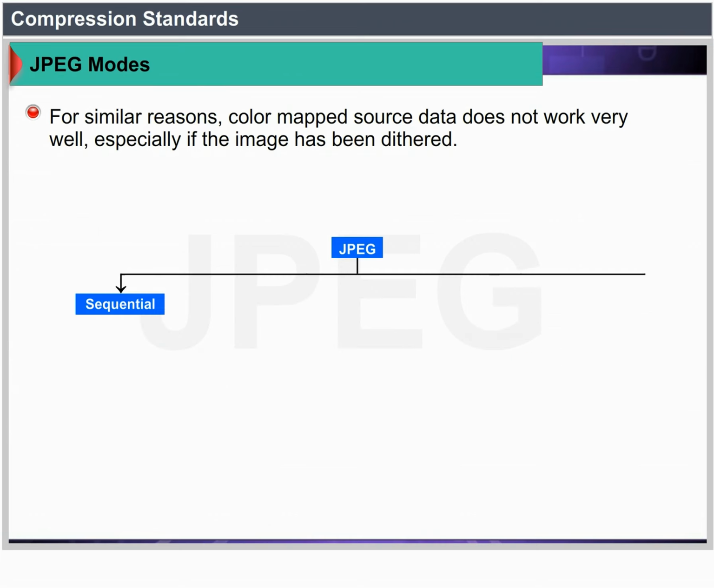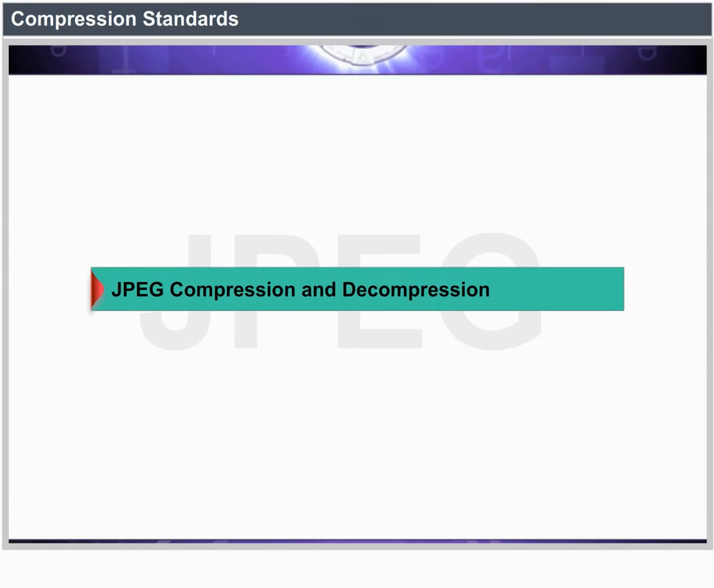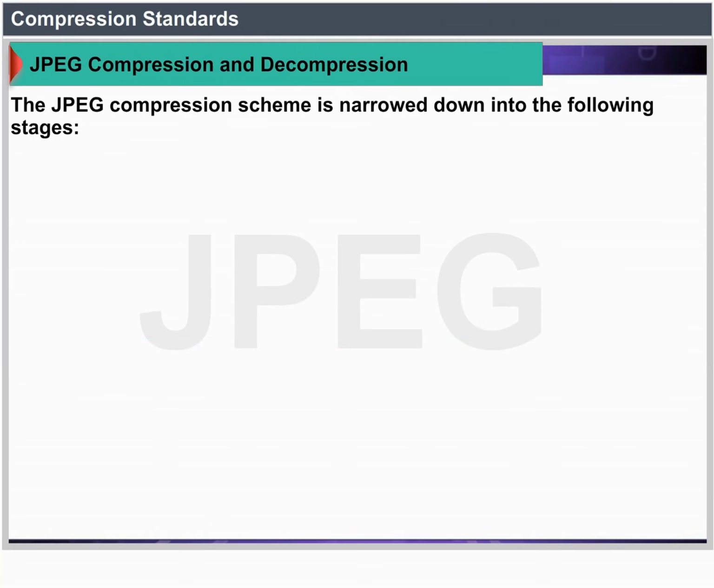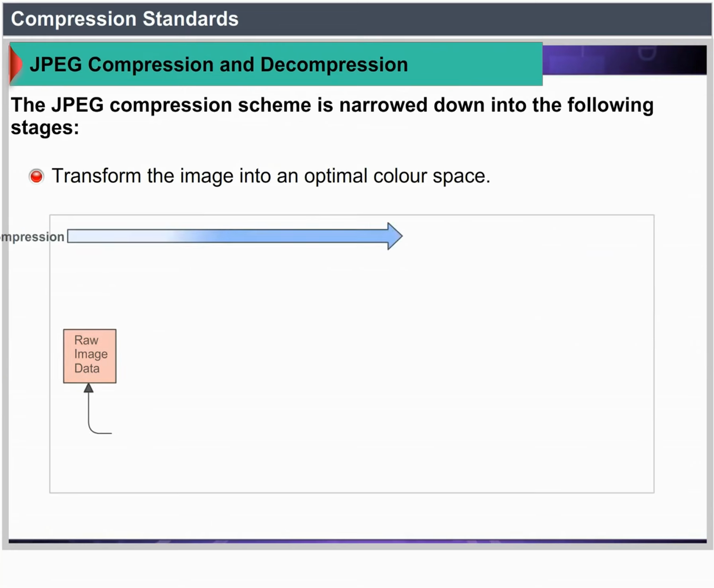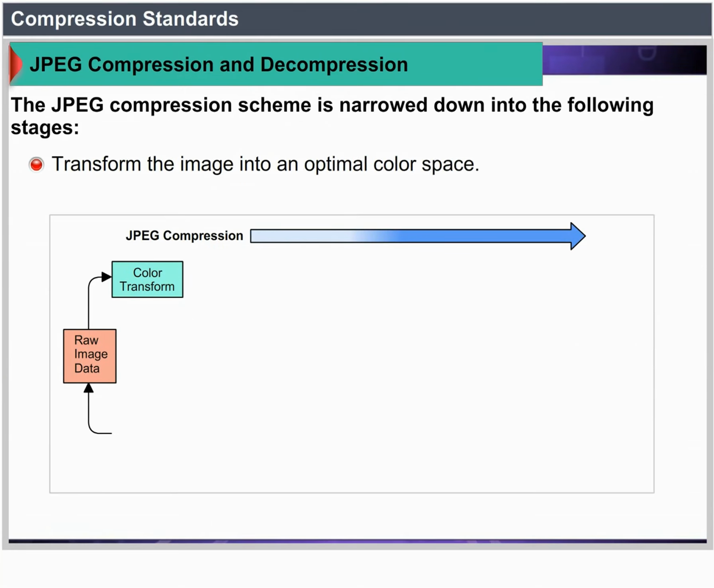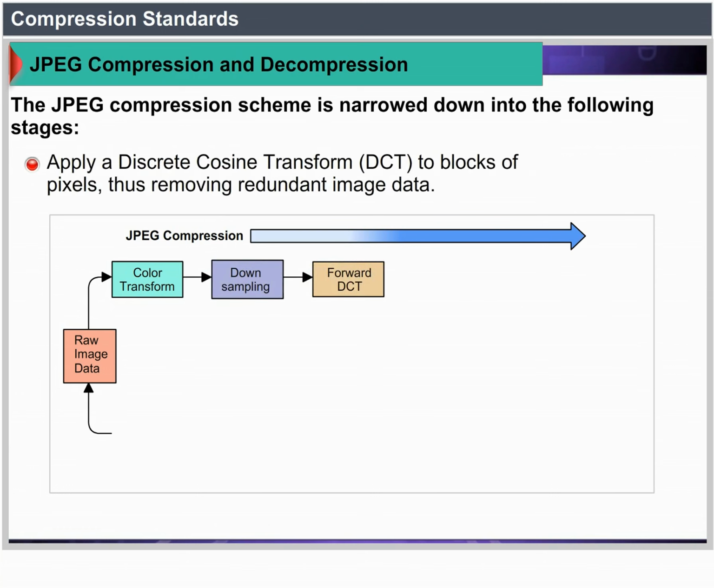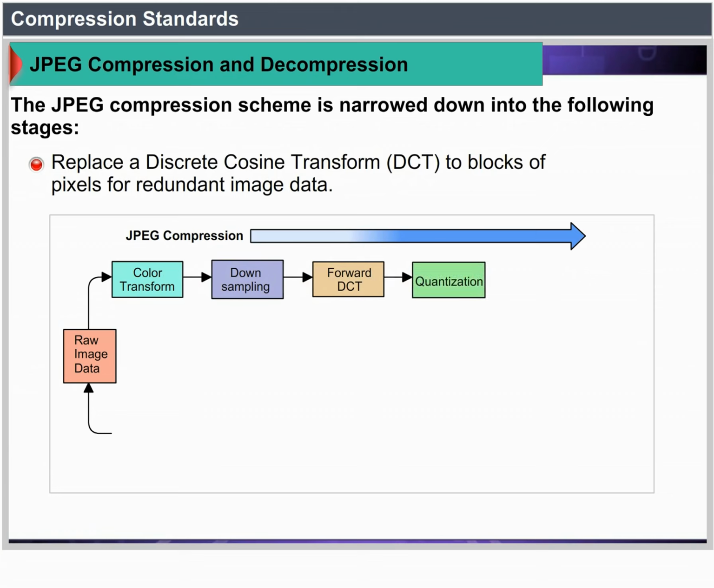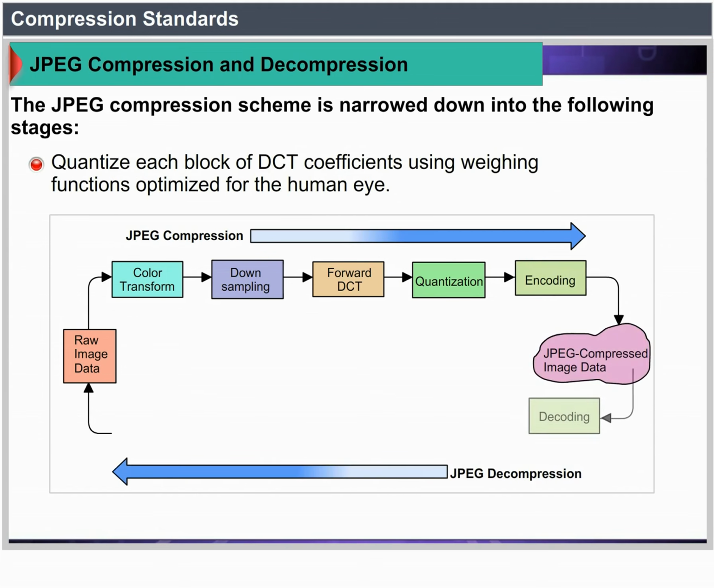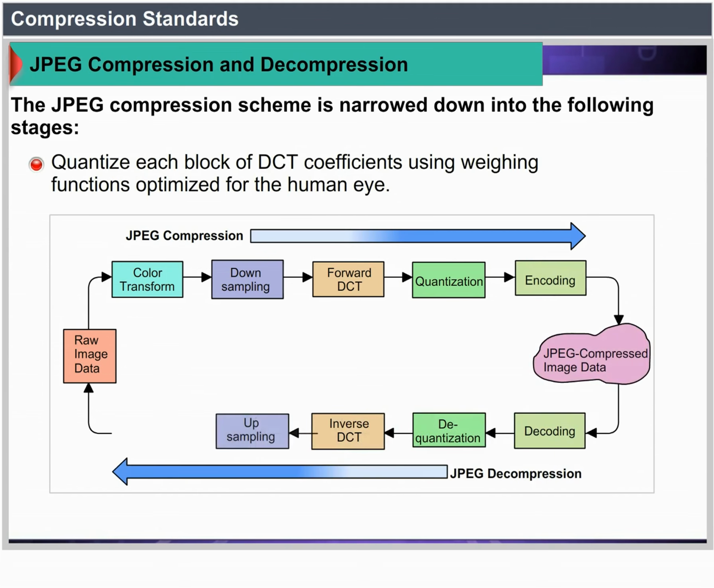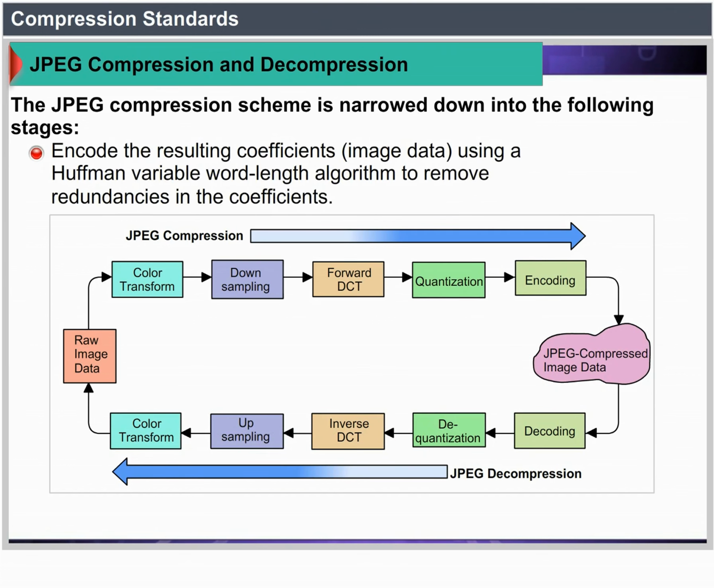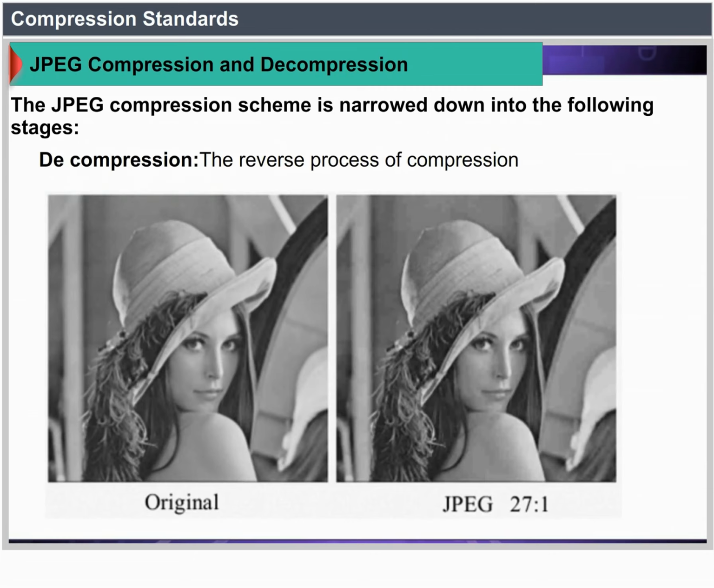JPEG compression and decompression. The JPEG compression scheme is divided into the following stages. Transform the image into an optimal color space. Downsample chrominance components by averaging groups of pixels together. Apply a discrete cosine transform DCT to blocks of pixels, thus removing redundant image data. Quantize each block of DCT coefficients using weighting functions optimized for the human eye. Encode the resulting coefficients image data using Huffman variable word length algorithm to remove redundancies in the coefficients. Decompression, the reverse process of compression.